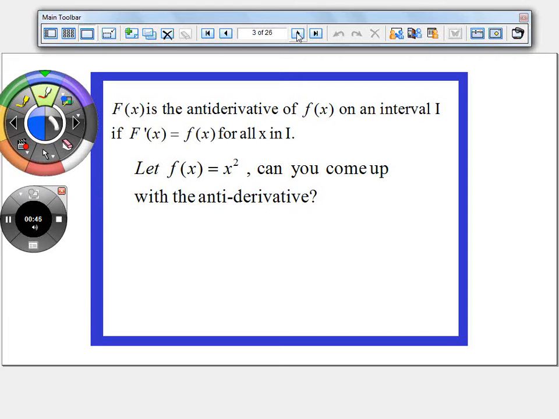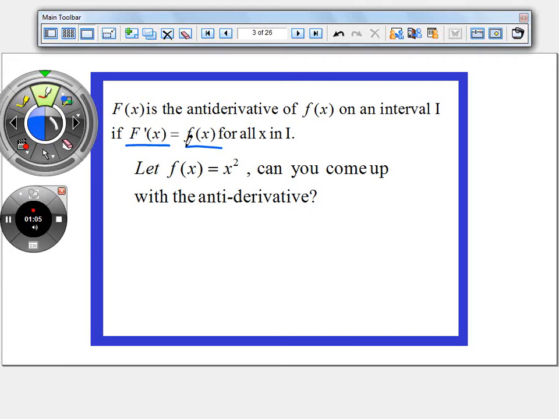Sometimes we use the capital F of x to mean that it's the antiderivative of f, meaning that if we were to take the derivative of the capital F of x, then that would actually be little f of x. So sometimes we do it this way with the capitals.